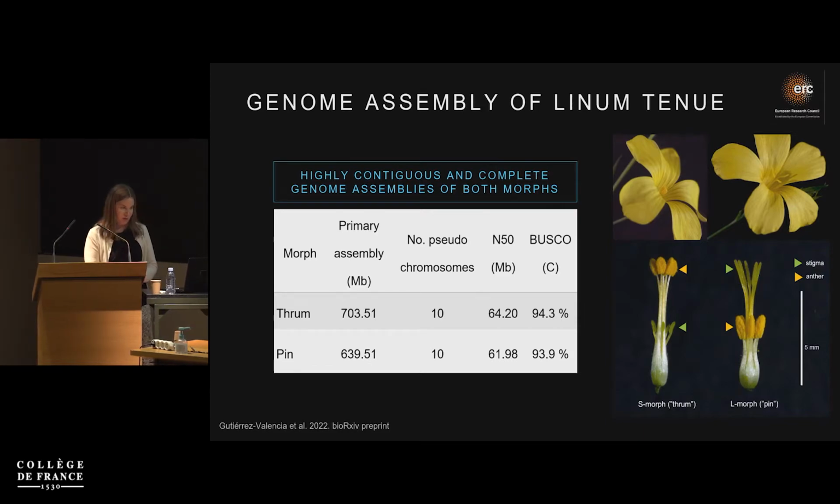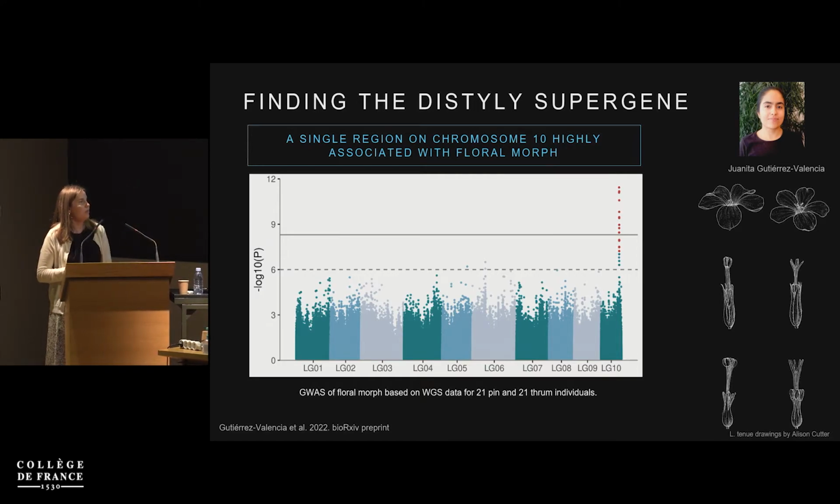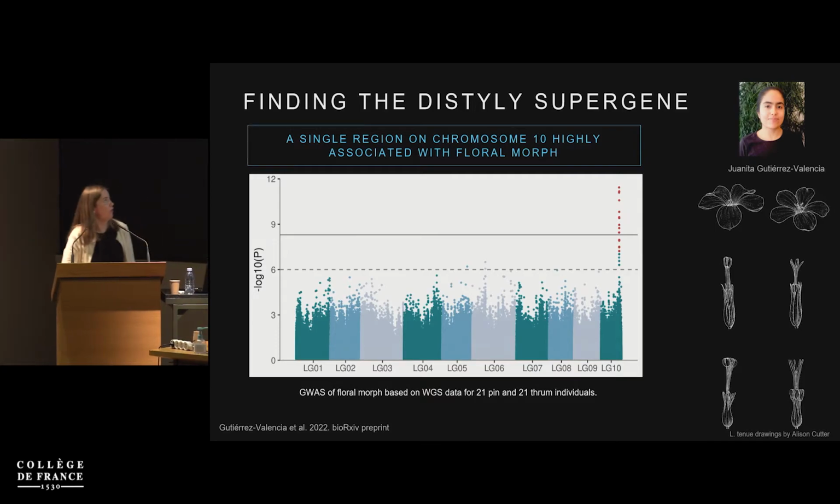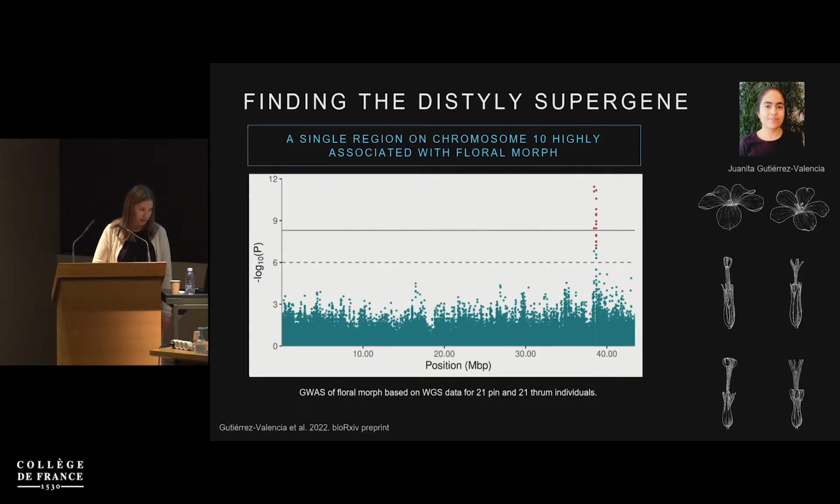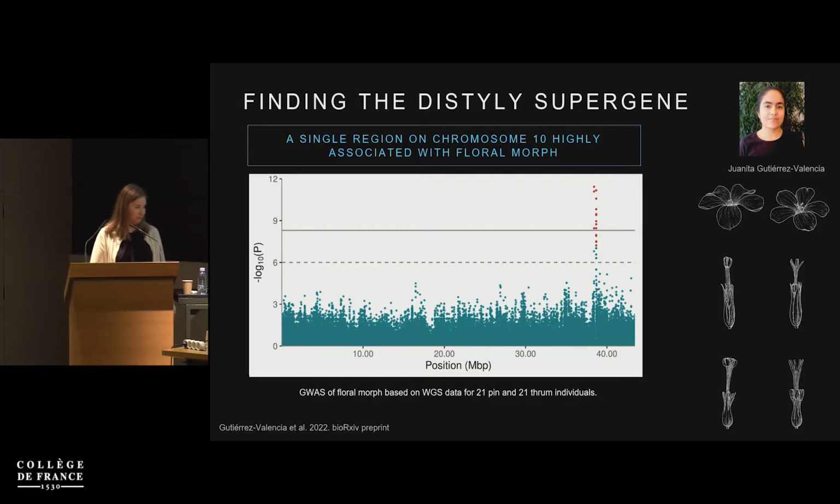So now we had a genomic framework that we can use to find the supergene and study its evolution. And this is exactly what my PhD student, Juanita Gutierrez Valencia, did. She used samples of pins and thrums from natural populations, resequenced them, and did a simple GWAS of floral morph, and found a single peak on chromosome 10. That showed a strongly significant association between SNP genotype and floral morph. And if we zoom into this region, it's still highly significant. It's still one region also.